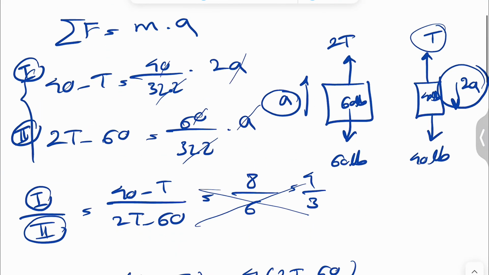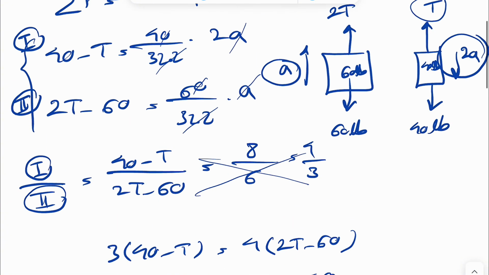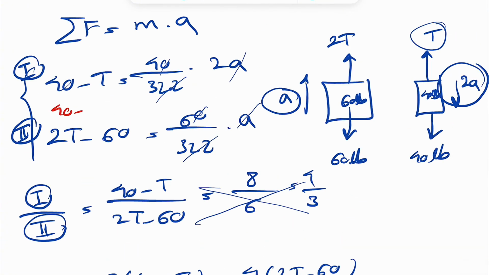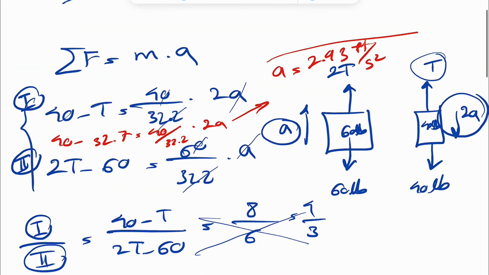And we just have to put this in one of the equations to find the acceleration. So we can do 40 minus 32.7 is equal to 40 over 32.2 times 2a. And this is going to give us the acceleration. And that's going to be 2.93 feet per second squared.